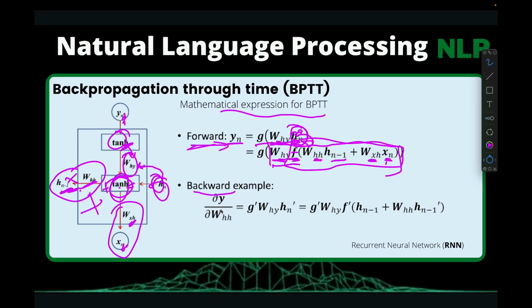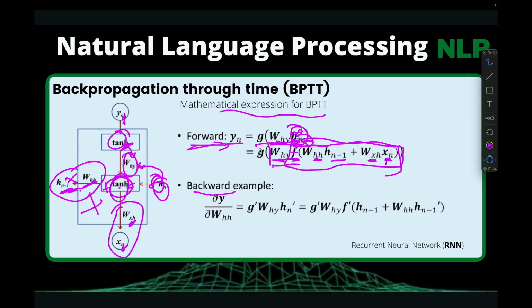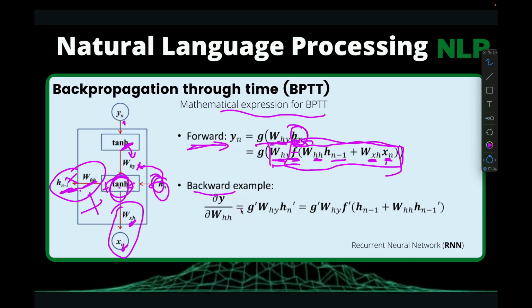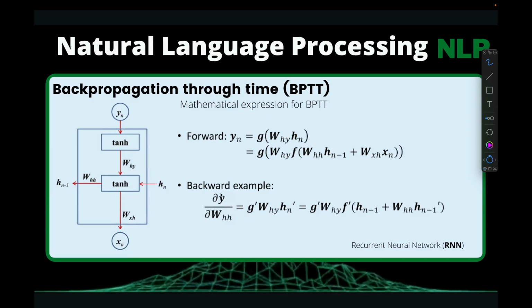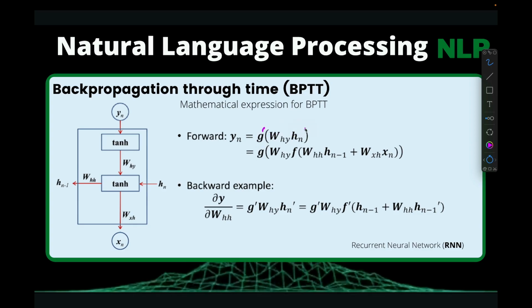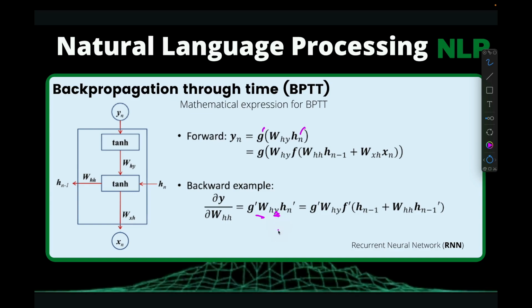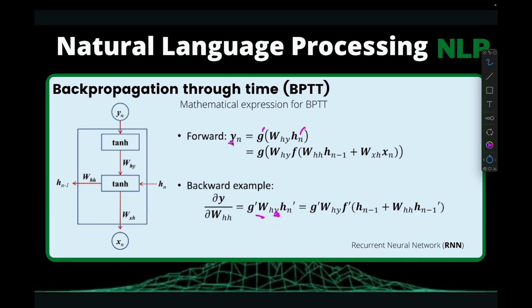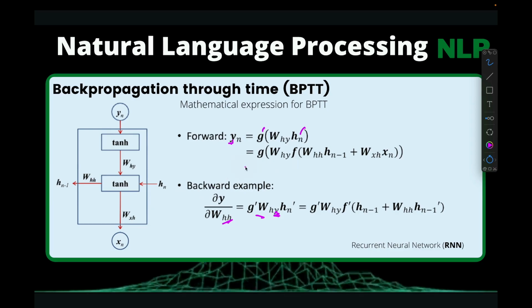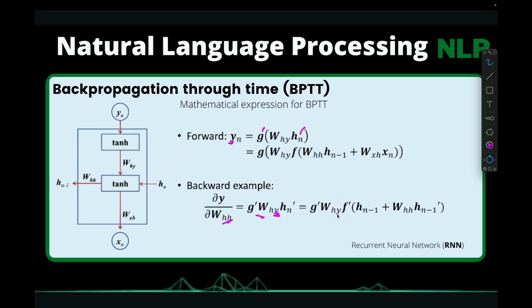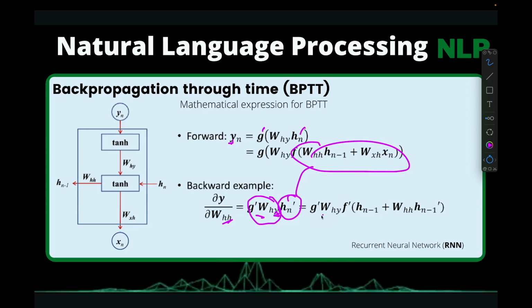Now for the backward propagation, what we're going to do is to find the derivative of that. So let me clean up. To find the derivative of it, we're going to find the derivative of that, and then the derivative of whatever is in the bracket. So the derivative of y with respect to Whh. For that, you're going to find the derivative of this and also the derivative of hn. But don't forget the hn is the entire thing in the bracket, so we need to find the derivative of that.